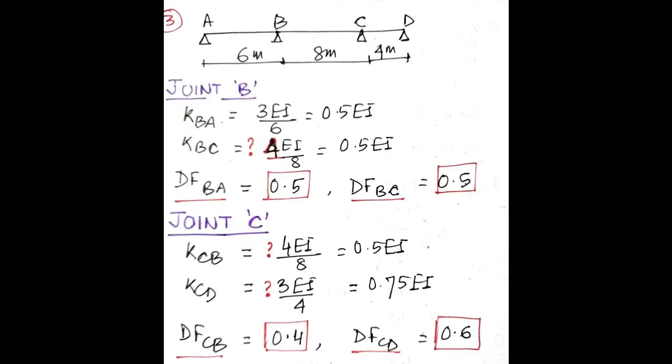Let us see example 3. A, B, C, D is a continuous beam. Span is 6 meter, 8 meter and 4 meter, as you can see in the diagram. So we have to find the distribution factor. Let us start with the joint B.